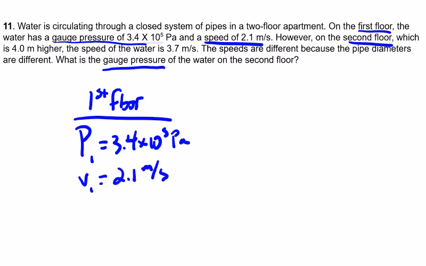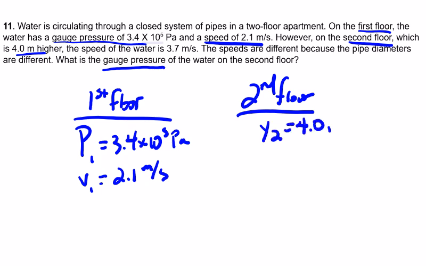However, on the second floor, it's 4 meters higher. So it has a Y2 of 4 meters. And the water is going at 3.7 meters per second. So V2 is 3.7 meters per second. And then it mentions the speeds are different because the pipe diameters are different, and that would be the equation of continuity. They don't give us the diameters, but we just know that. Our goal is to find the pressure on the second floor, so we're trying to find P2.